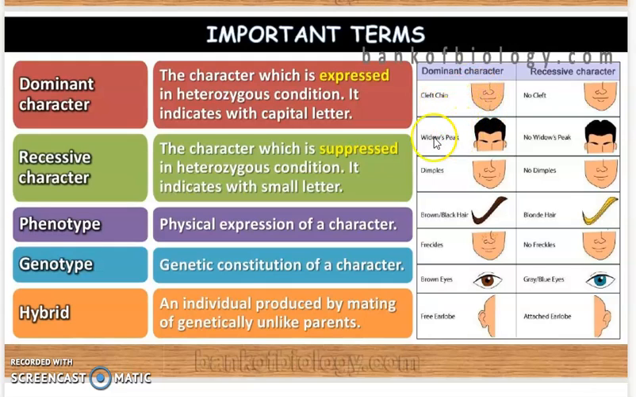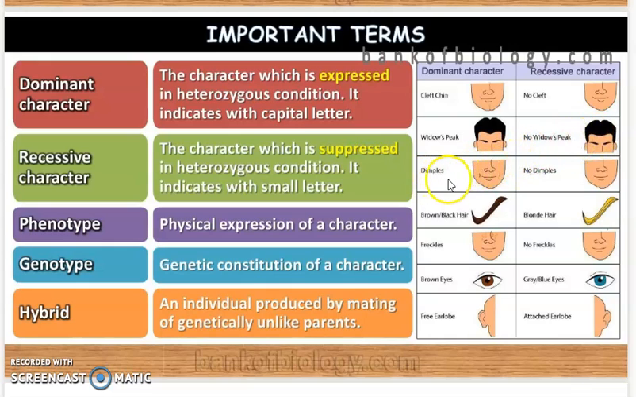Okay, and widow's peak. Widow's peak is nothing but the V-shaped peak which we see in the center of our forehead. There is a V-shaped curve in the middle of the forehead. That is called widow's peak, and it is a dominant trait, and no widow's peak is a recessive trait.